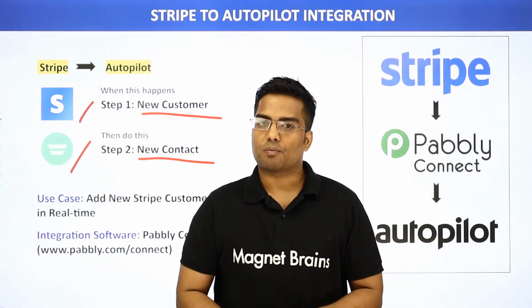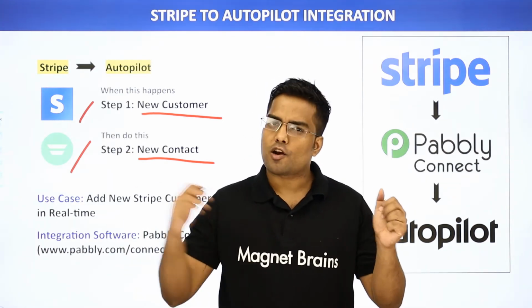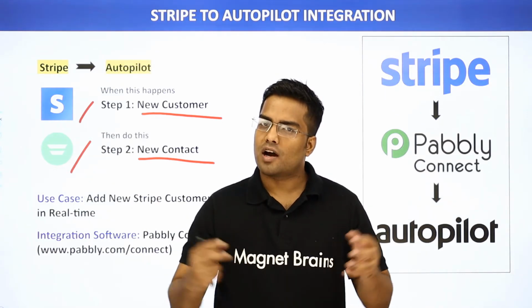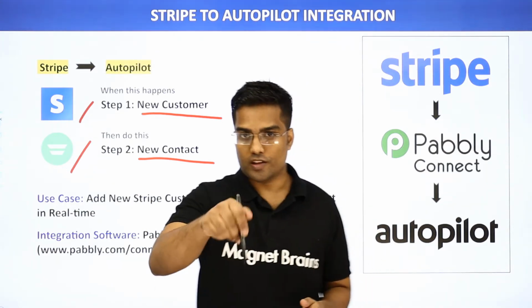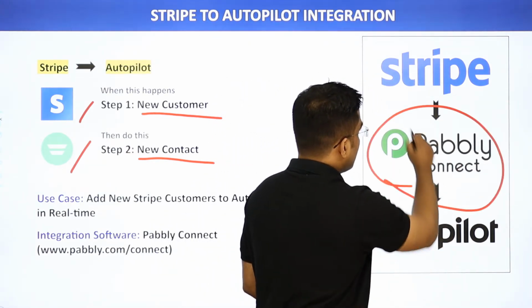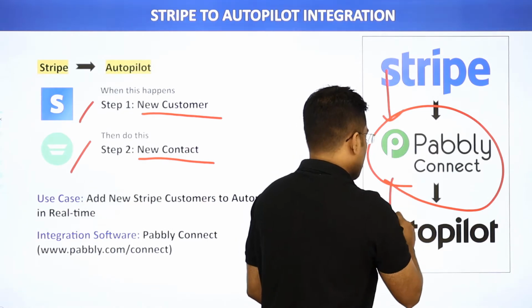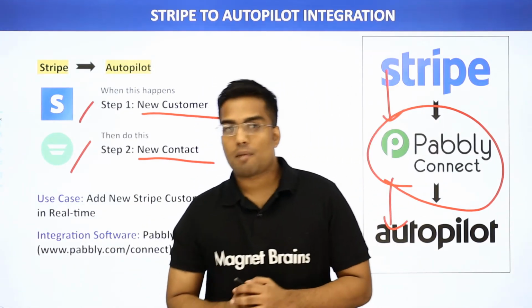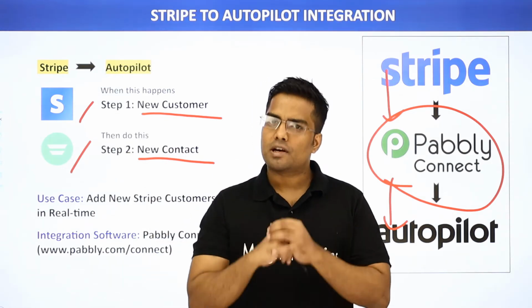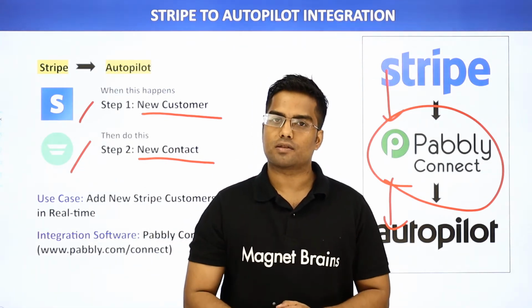But there is one minor problem. The integration between Stripe and Autopilot is somewhat limited. In cases like these, we need to bring a third app to connect them both. So in this video, we will use Pabbly Connect to integrate Stripe and Autopilot. And the best part of using Pabbly Connect is there is no need for coding skills or programming language. It can be done easily. Let me show you on my screen.